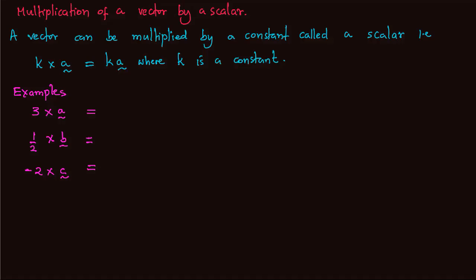We now want to look at multiplication of a vector by a scalar. A vector can be multiplied by a constant called a scalar. That is, k times vector A is equal to kA, where k is a constant. k is called a scalar.